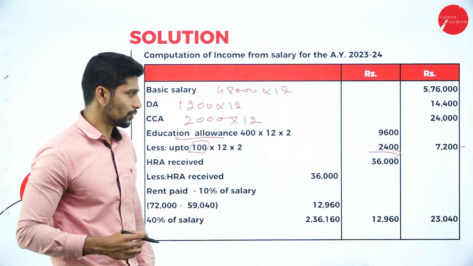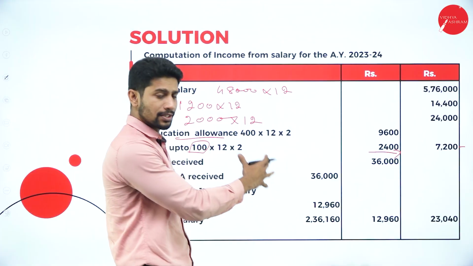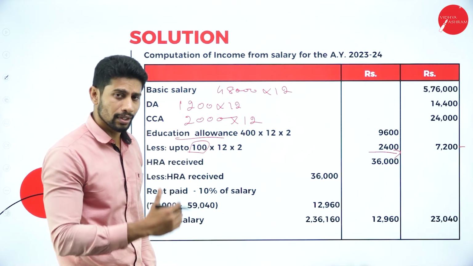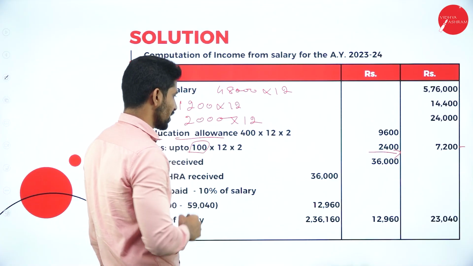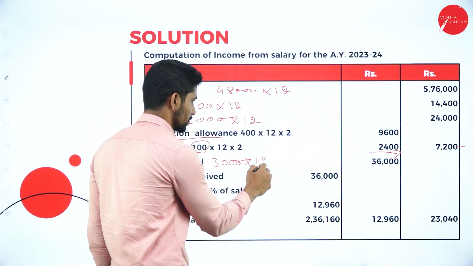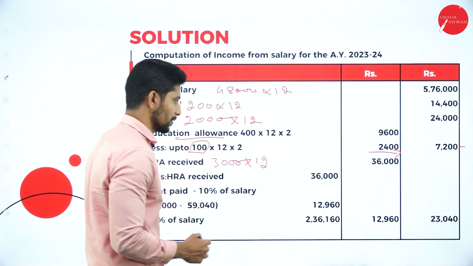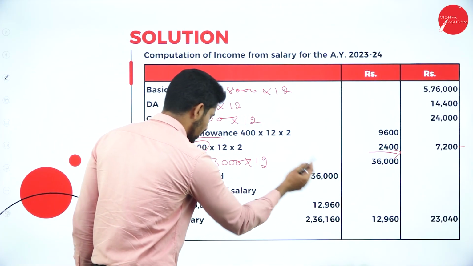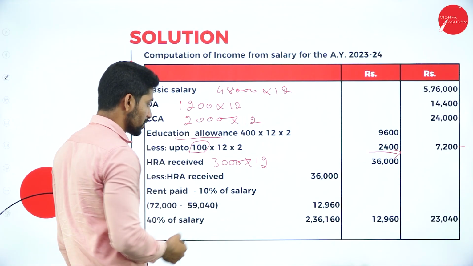Next, HRA received. I have solved the HRA in this column itself. I have not taken an extra column to solve the adjustment. So what is the HRA received? 3,000 into 12 months, you will get 36,000. Less: least of the below. In that, first one, HRA received, again 36,000. Rent paid minus 10% of salary.